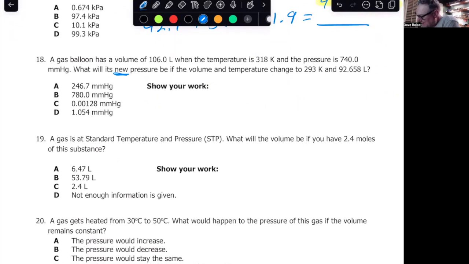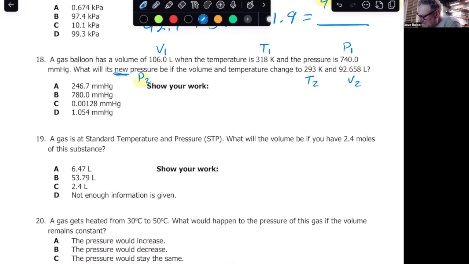I've got a volume, I've got a temperature, and I have a pressure. I want the new pressure. This is what I want to solve for. And the volume and temperature, so this is a T2 and this is a V2. Okay. And I'm solving for P2.